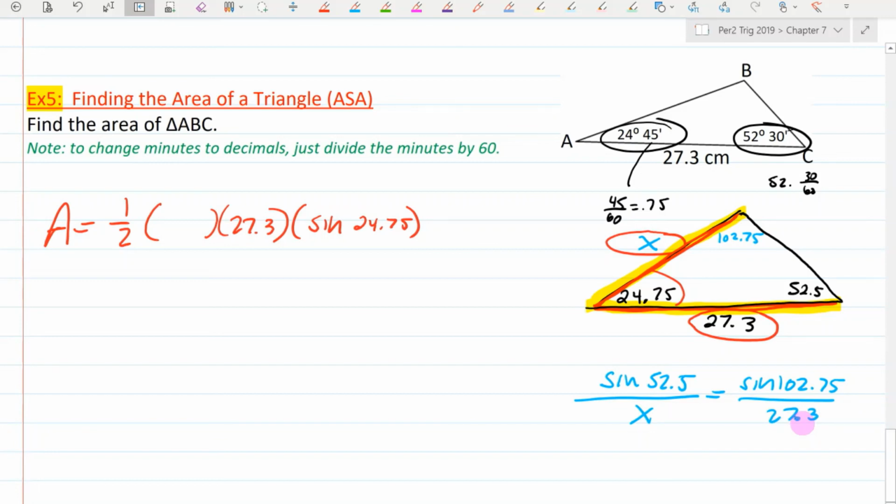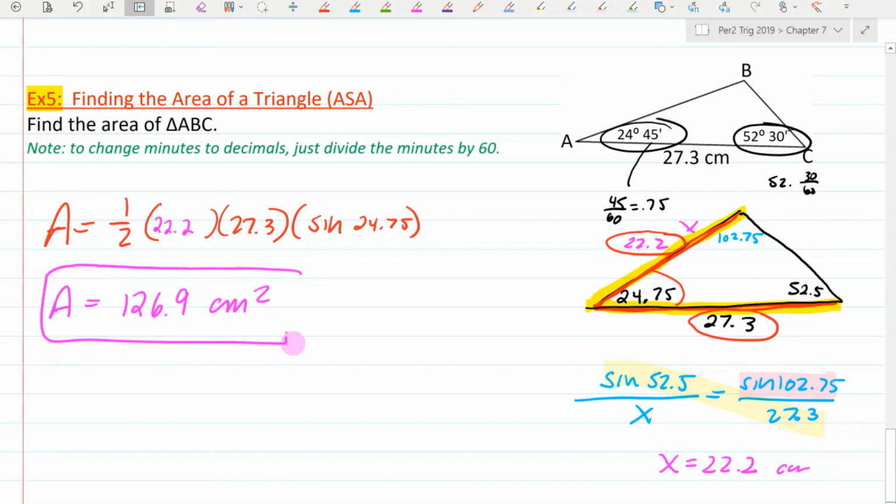So when I do this cross multiplication here, this times this, divided by this, I should get X is equal to 22.2. Now these are centimeters. Okay, 22.2. So that means that goes here, 22.2. All right, that was X. And so if I multiply all that together, you get about 126.9.